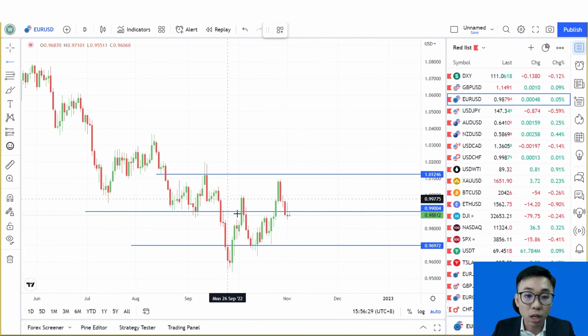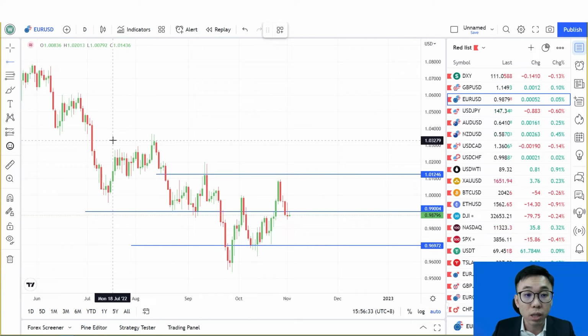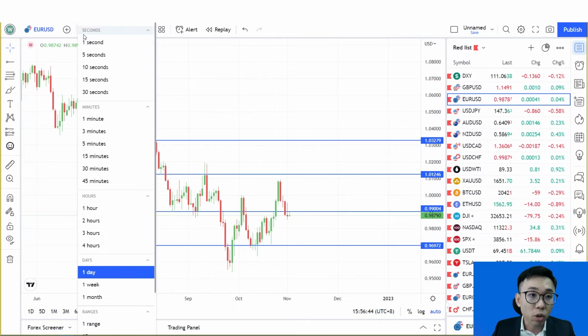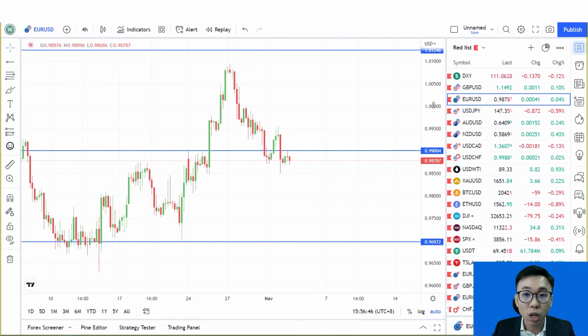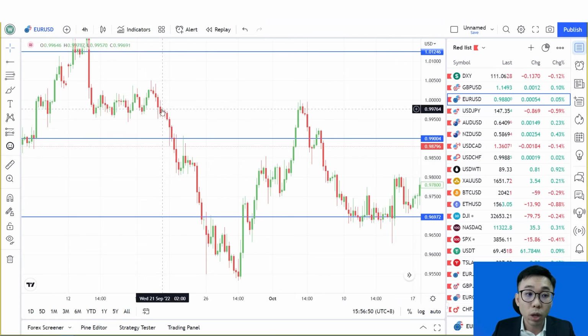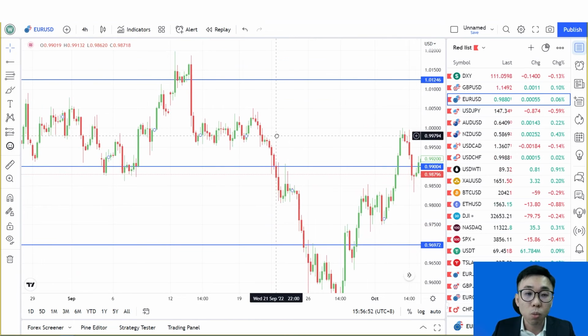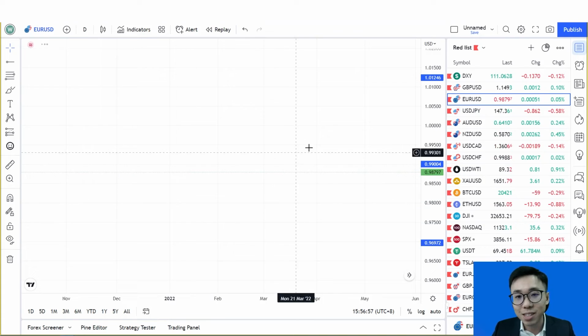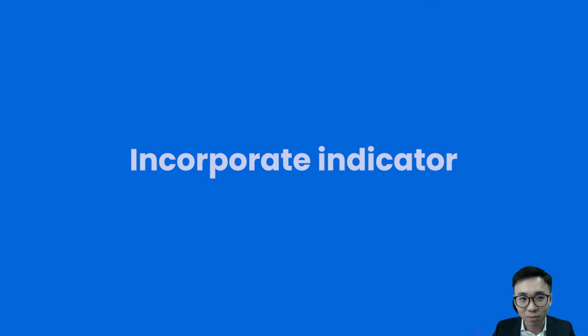So as you can see here right now, I'm drawing a few resistance and also support levels in the daily chart itself. These are the few key strong support or resistance levels that have been formed throughout the past few months. So when you zoom back into H4, they are quite significant and can be applicable, because they are some of the stronger ones that have been formed. So this is the second hack that you should know.